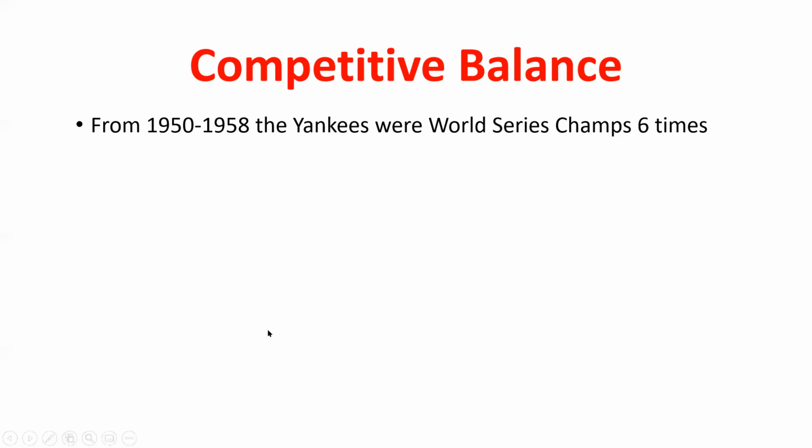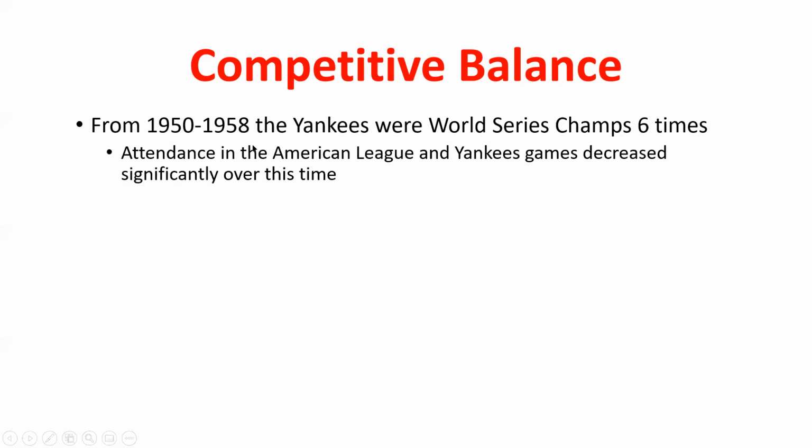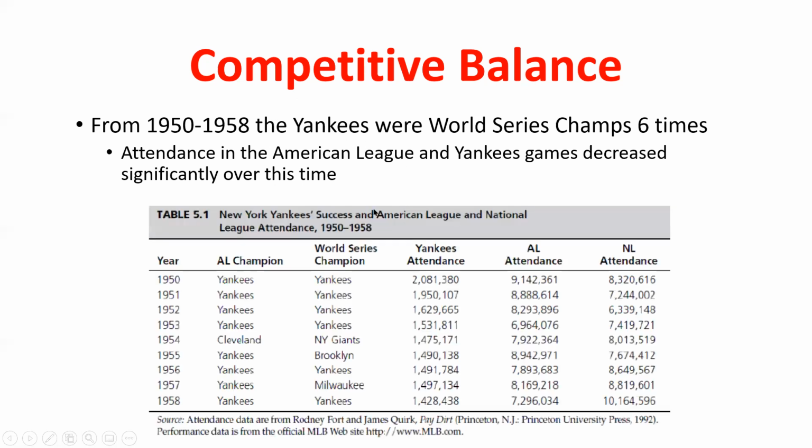So this other paper gives us a glimpse into maybe fans actually wanting less certainty, or more uncertainty. So from 50 to 58, in the American League, with the Yankees, we're seeing a decrease in attendance, which is kind of wild because they won the World Series 6 times in this time span. So here's a nice little table that tells the entire story of this one paper.